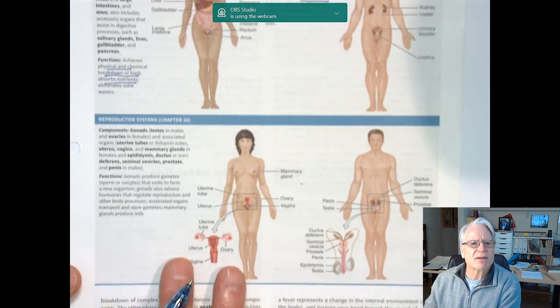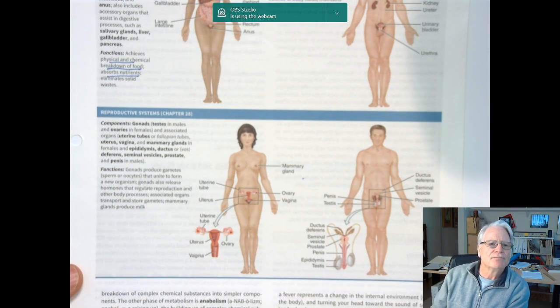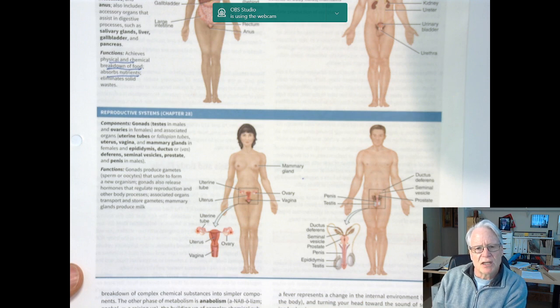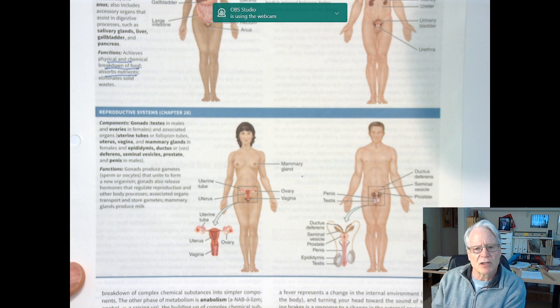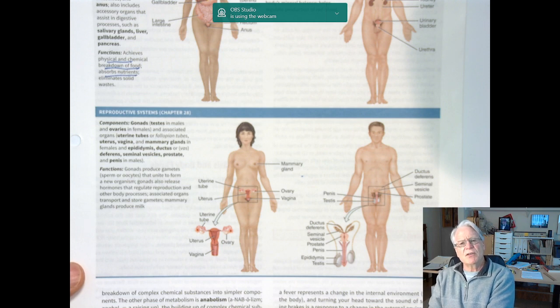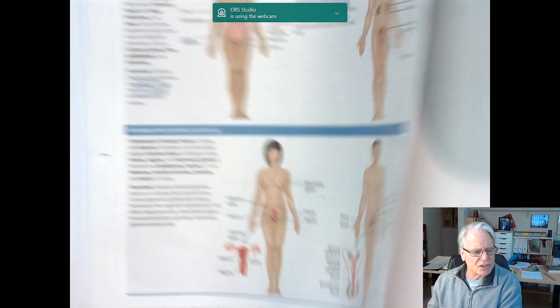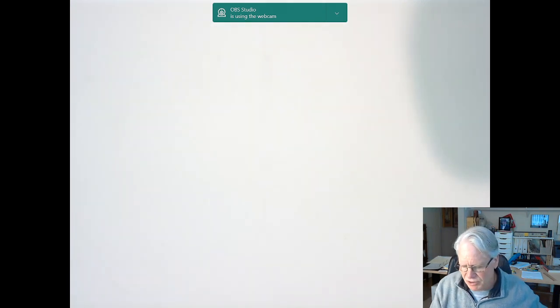The final system is the reproductive system, and this system is all about reproducing a new individual. It's the only organ system in your body that you can do without and still survive as an individual. So this system is not necessary for your individual survival, but for the reproduction of a new individual, so the survival of our species. And that's it, a very quick introduction to the organ systems. That's all I really want you to know about that.